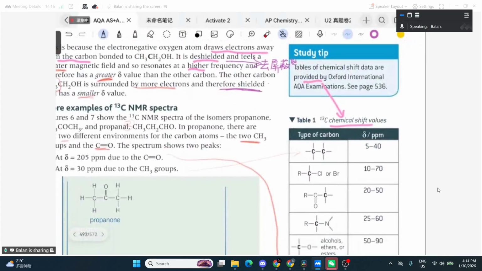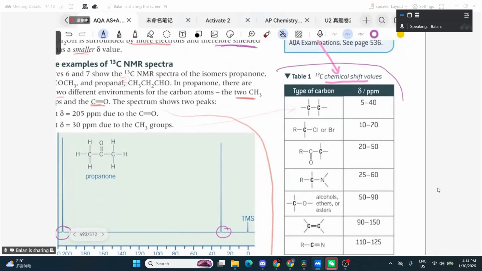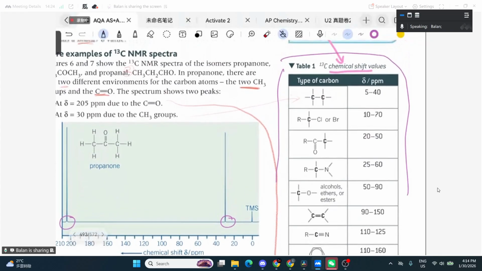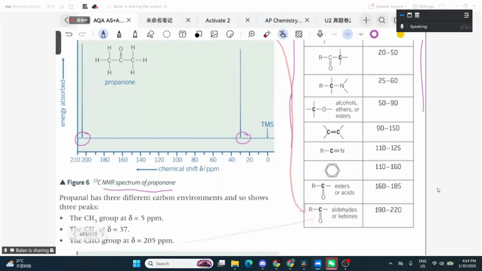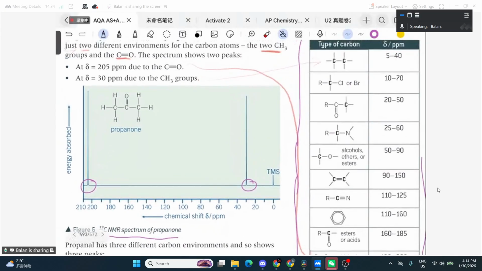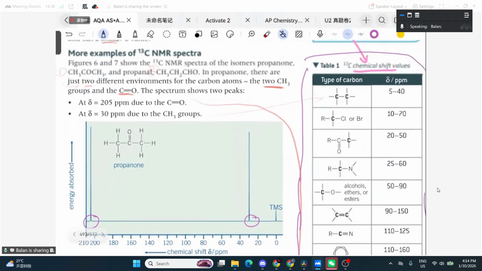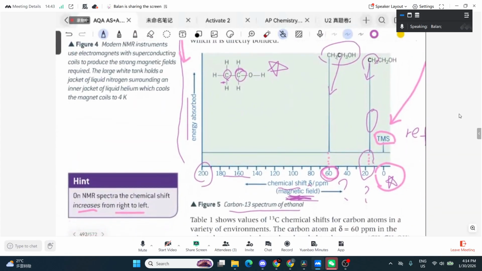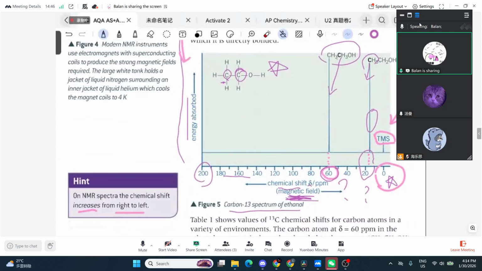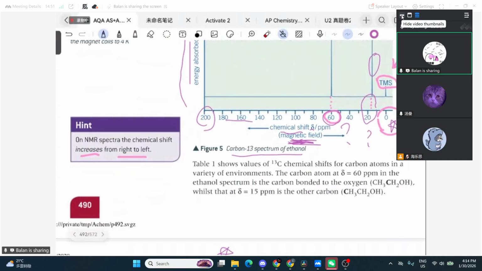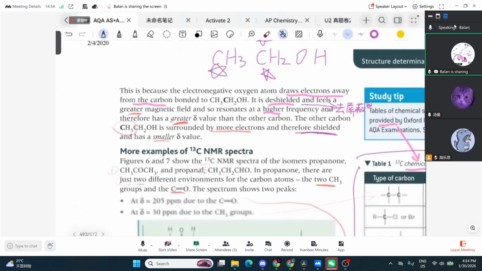And during the exam, you will be provided with this table. You can search for the different types of carbons and different chemical shift values. So you just need to know how to use it. You don't need to remember these values. It's just a tool. Okay, so this is ethanol: 2 peaks for 2 different carbons in different environments. Any questions? No question.